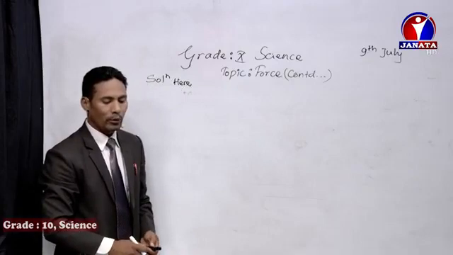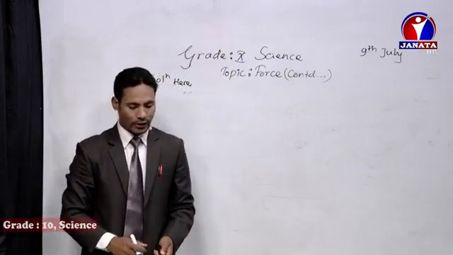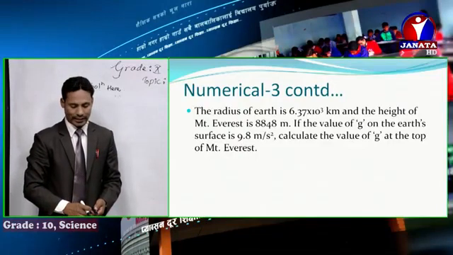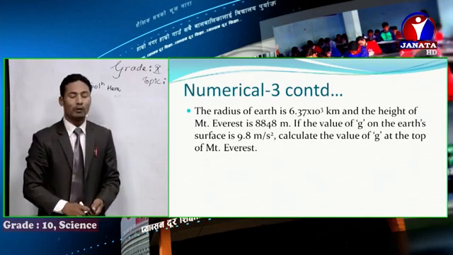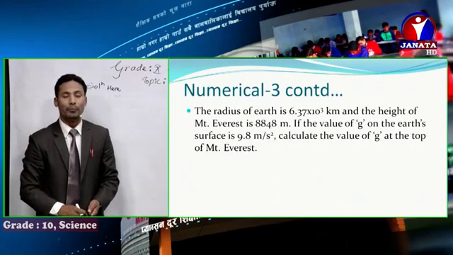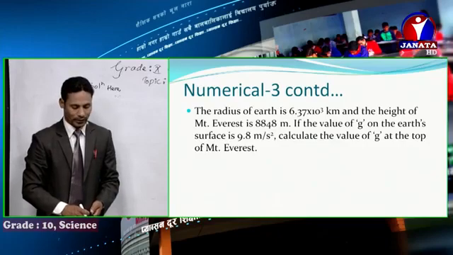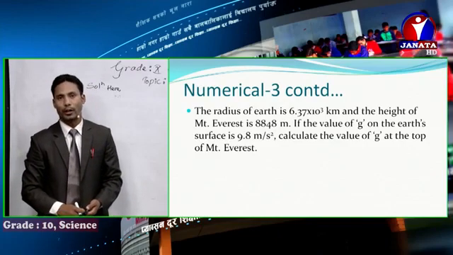Okay, so one more numerical problem is there. Let me read the question. The radius of Earth is 6.37 into 10 to the power 3 kilometer, and the height of Mount Everest is 8848 meter. If the value of small g on the surface of Earth is 9.8 meter per second square, then calculate the value of g at the top of Mount Everest.